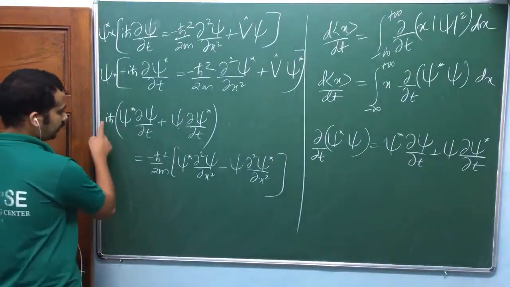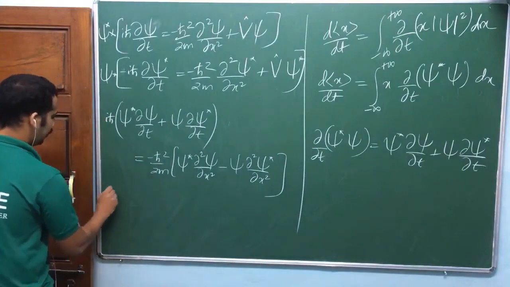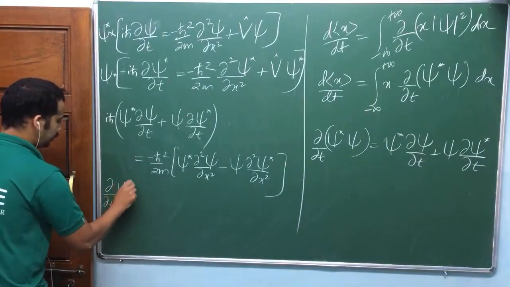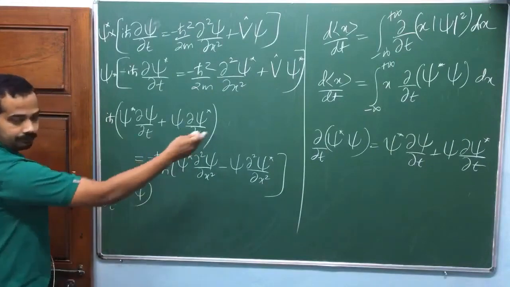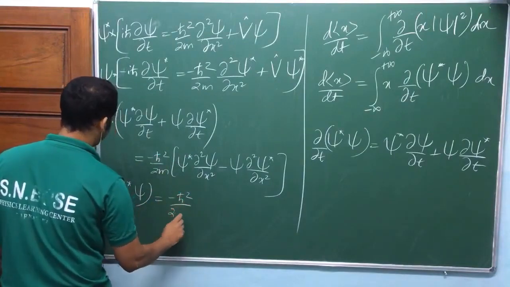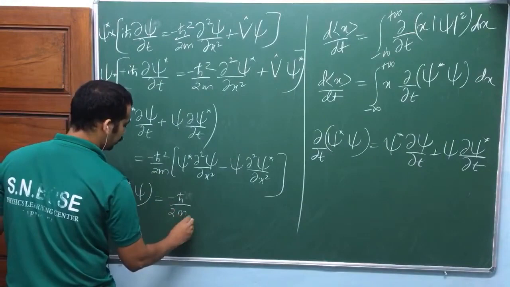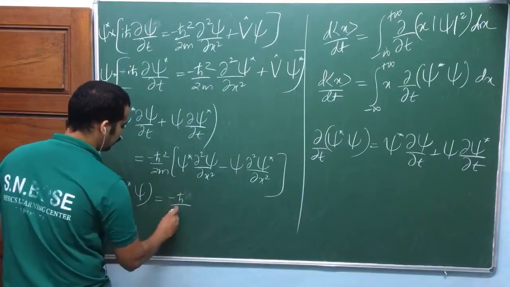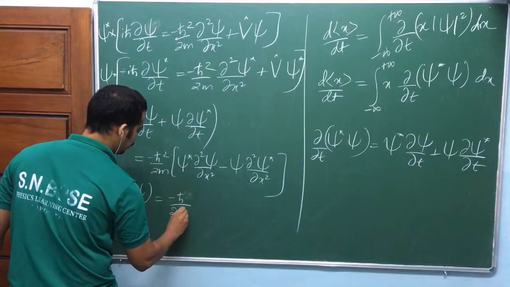So then what I do here is I'll take this iħ here. Okay, ∂/∂t of ψ* into ψ, am I right? This part. So iħ, I'll take it here, minus ħ² by 2m. One of the ħ got cancelled, 2i into m. Can I write like this? I will come to the denominator, one of the ħ got cancelled here, okay? Multiplied with ψ* ∂²ψ/∂x² minus ψ ∂²ψ*/∂x². Let me try to do it very quickly, okay?